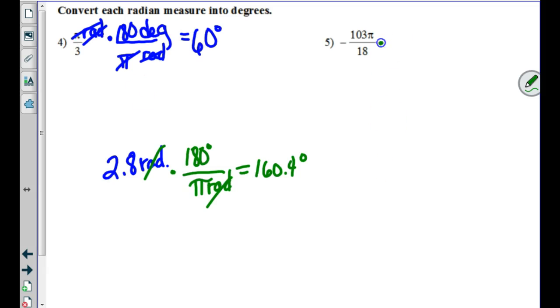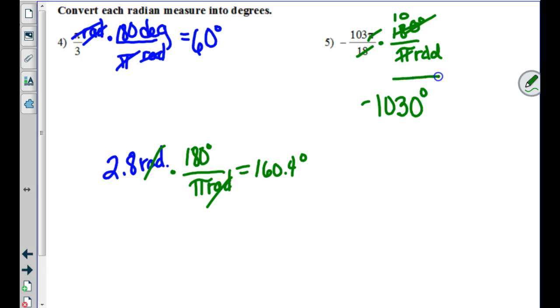All right, so anybody do this one already? We have radians, so we need to get rid of radians down here. And 180 degrees, let's see, this would go in here 10 times. The pi would cancel. Is it negative 1030, anybody? Okay, how would you measure that?